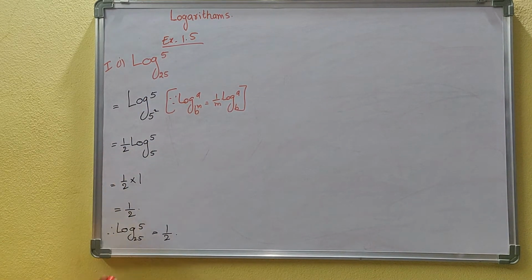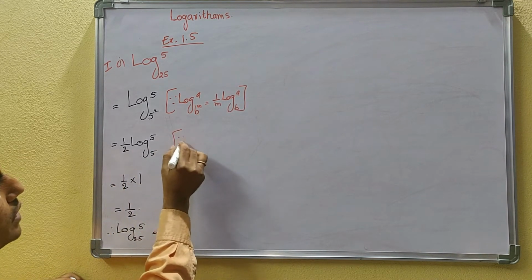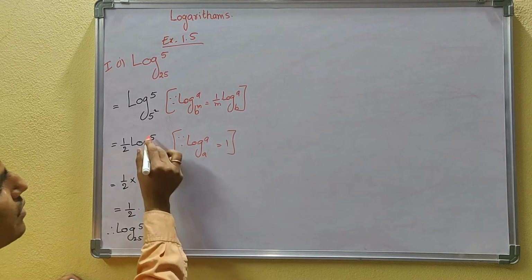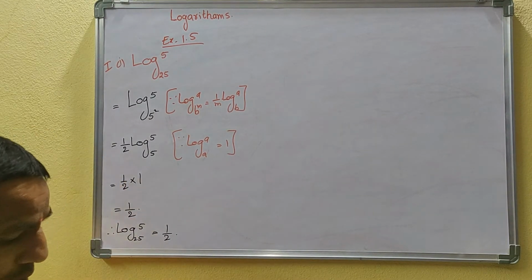So 1 by 2 into, again here, log a base a value 1 is there. So here log a base a is equal to 1. Here log 5 base 5 value 1. So 1 by 2 into 1 is equal to 1 by 2. Therefore log 5 base 25 is equal to 1 by 2, answer.